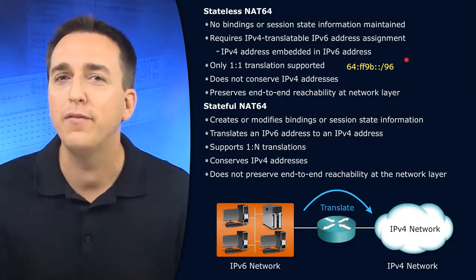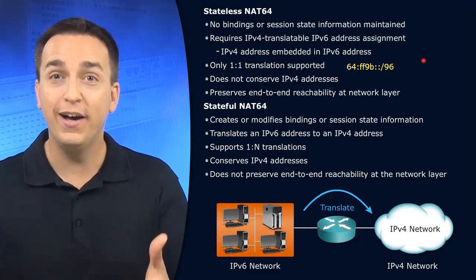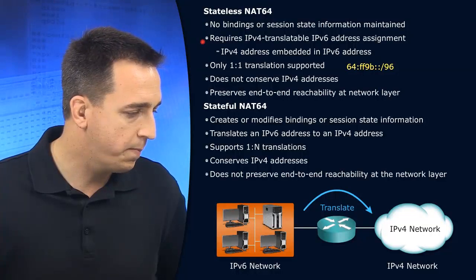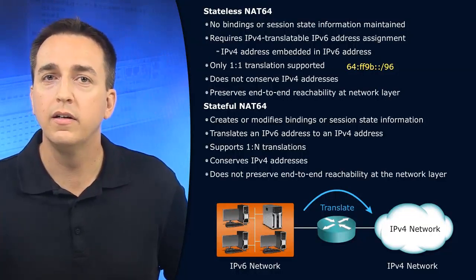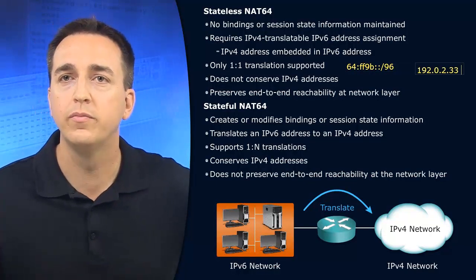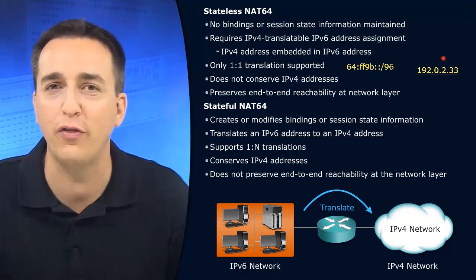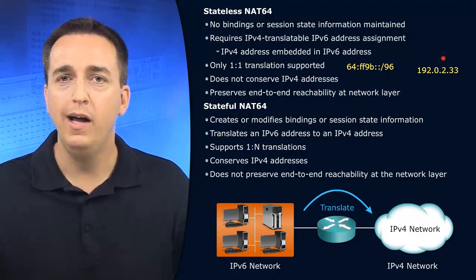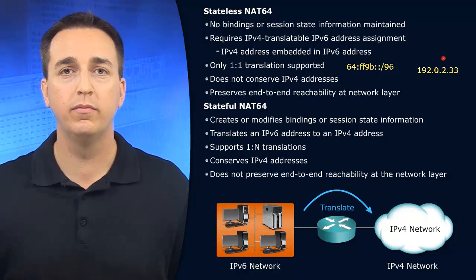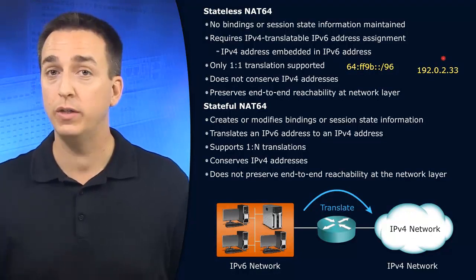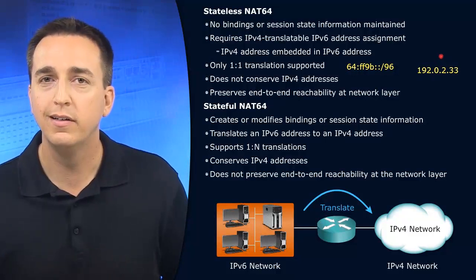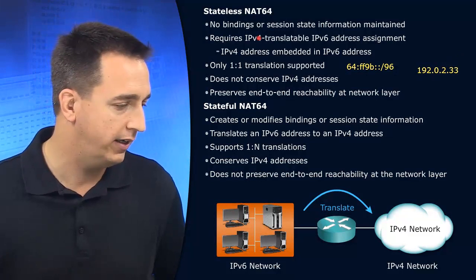What other type of address is 32 bits long? An IPv4 address. So let's say your IPv4 address was this. Here's your IPv4 address: 192.0.2.33. Those 32 bits could fit into that slash 96 portion of this address. And as a result, you now have an IPv4 translatable IPv6 address. So what would it look like?